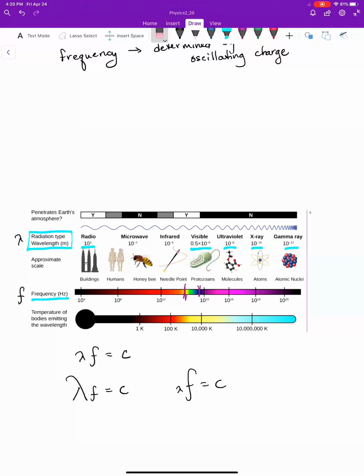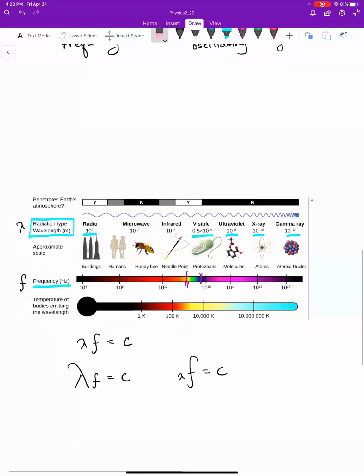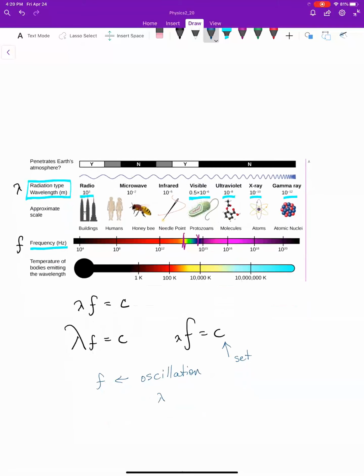So the frequency gets determined. Frequency is determined by the oscillation of the charge. And c is set. All light travels at this speed. And then our wavelength is just what we measure as a result. And our wavelength can change. So lambda can change as we go through different materials, because as we send radiation through different materials, it effectively slows down, which means this wavelength changes, and that's what describes the bending of light.